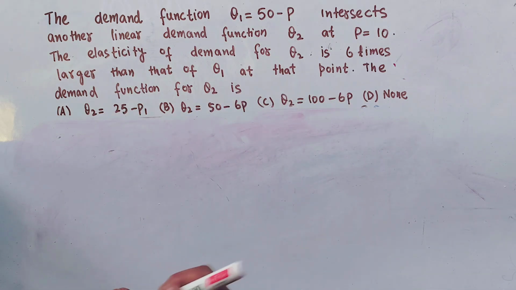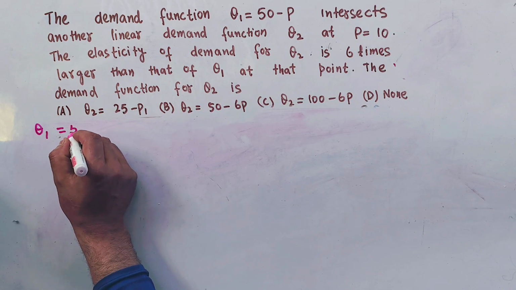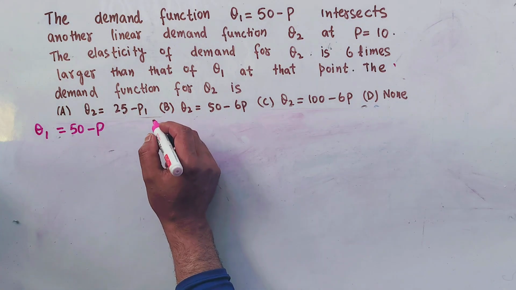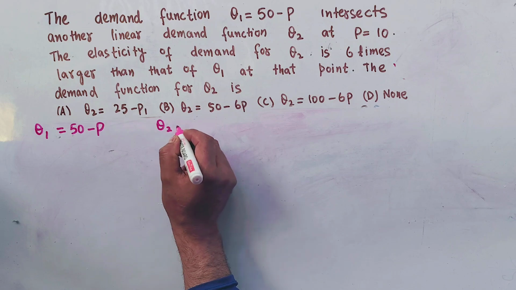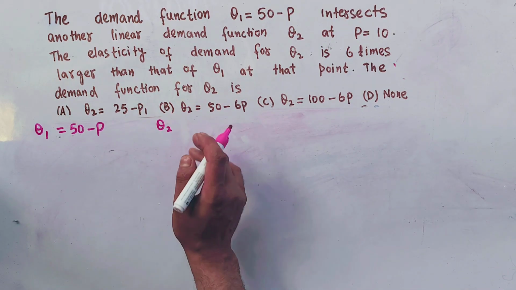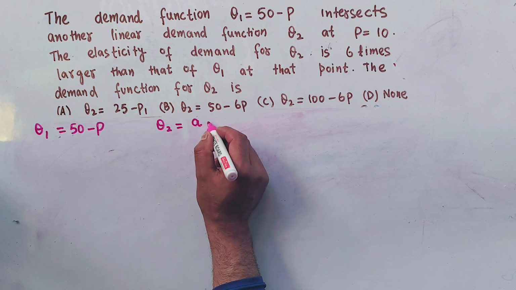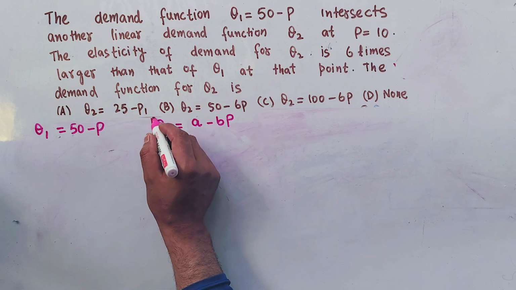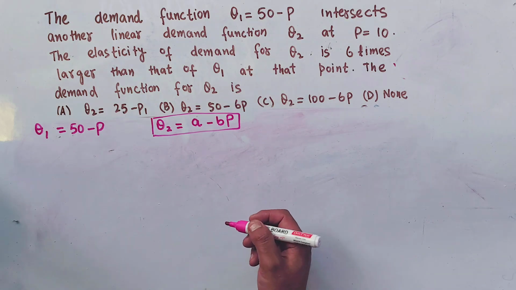Okay, so we are being given the demand function, that is Q1 = 50 - P. We have another demand function that we are supposed to find out, that is, we need to find out the demand function for Q2. It will look like this: A - B times P. So we need to construct this kind of demand function. We need to find out the value of A.